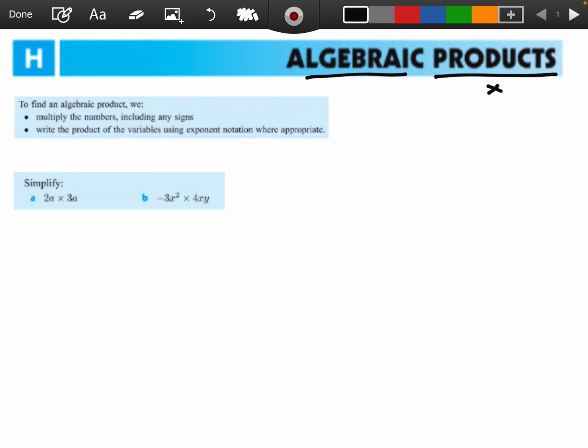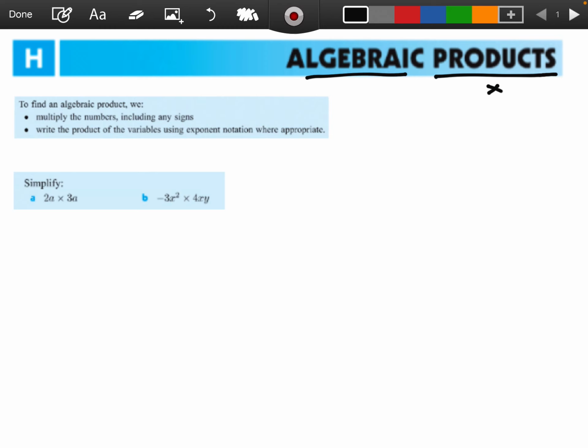This is different from what we were doing in the last section, where we were collecting like terms, which was really just adding and subtracting terms. Now we're multiplying terms, so there's going to be a bit of a different process. The simplest way I can say it is that when you are multiplying algebraic terms together, you multiply the numbers by the numbers and the letters by the letters.